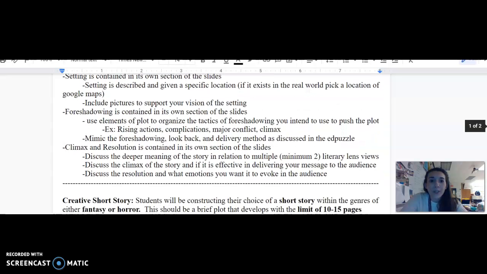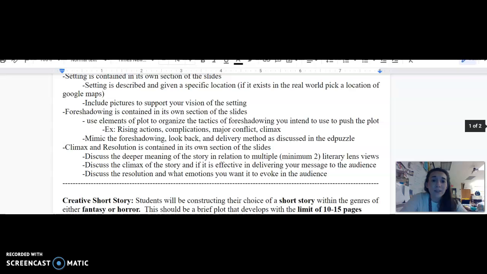As far as the video that we looked at, mimicking foreshadowing, you want to foreshadow events, look back on them throughout the story to keep giving the audience that hint, and then follow through with the delivery method. You want to make sure that the climax is clear for the audience. As far as resolution, this should also be contained in its own section.